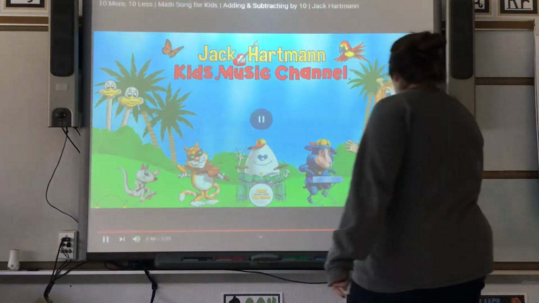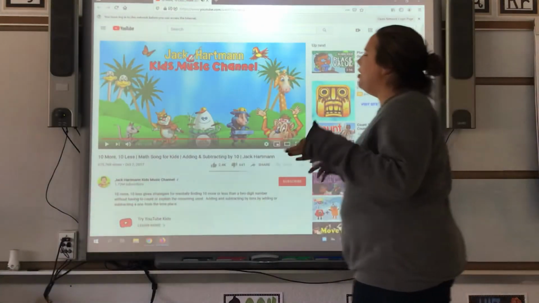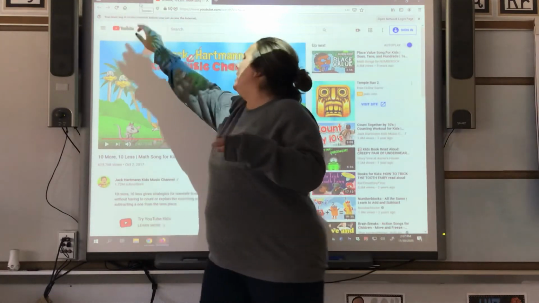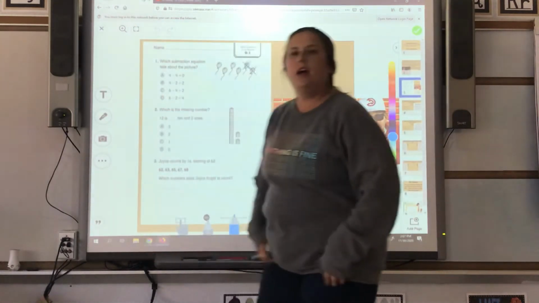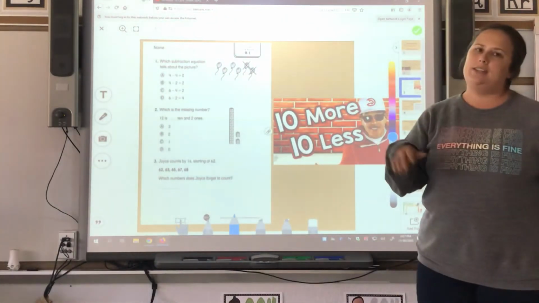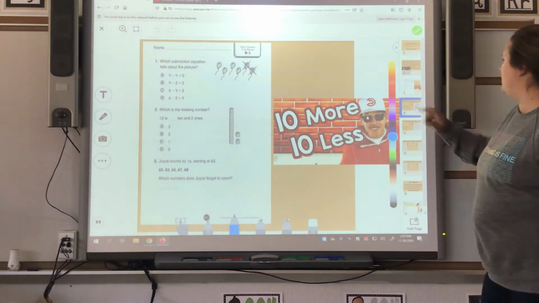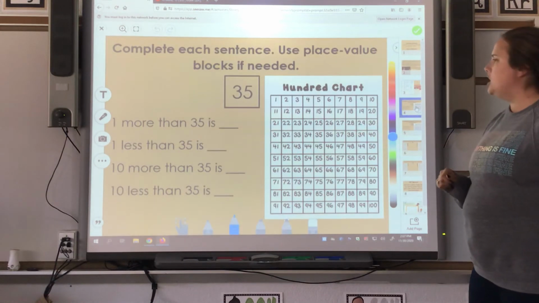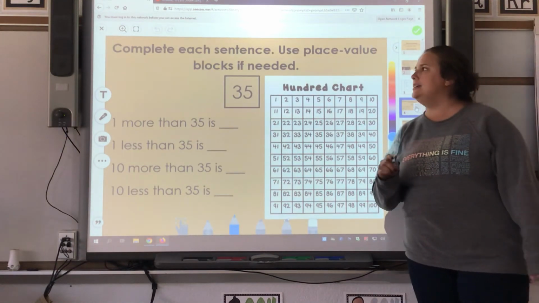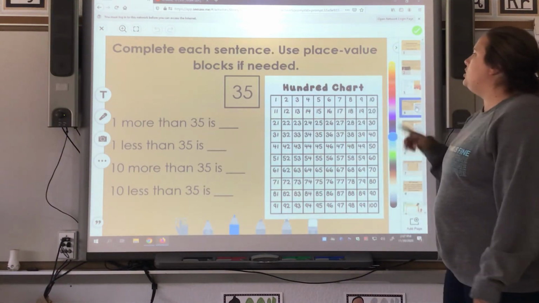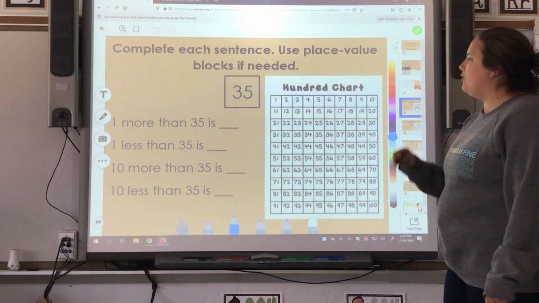All right, guys. So I know that's kind of a review because you guys do know how to count up by tens and down by tens. But we're going to see a new strategy that can help us with that. So here's our first example. Complete each sentence. Use place value blocks if needed.